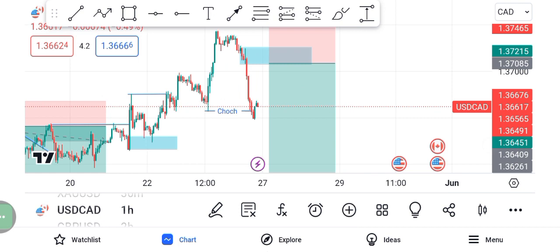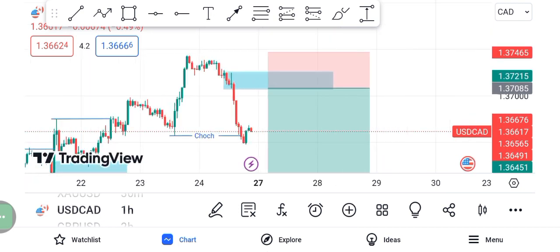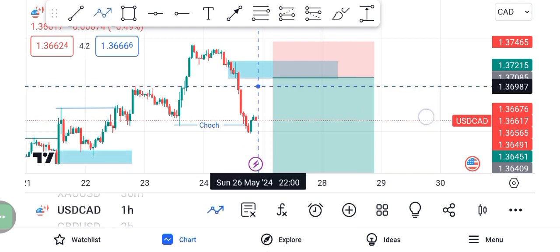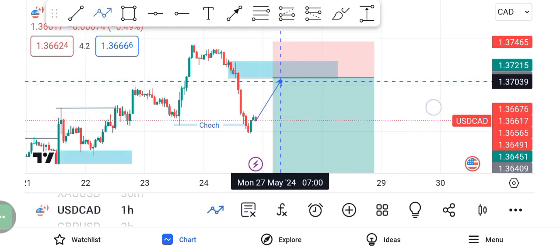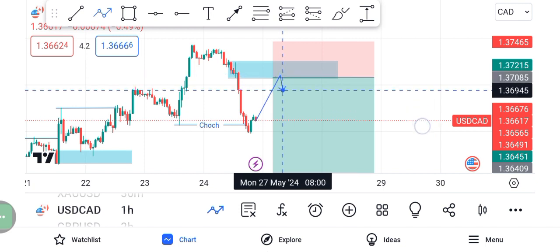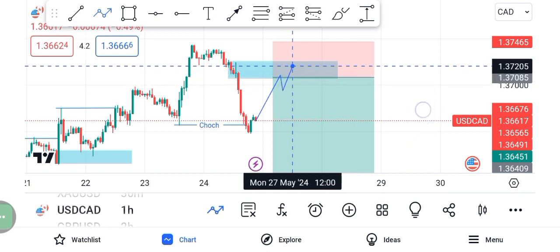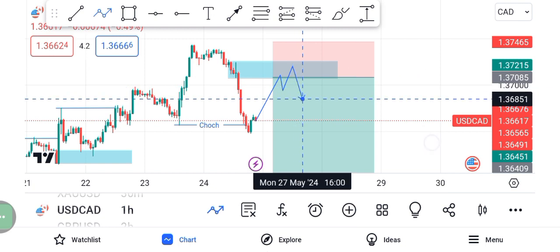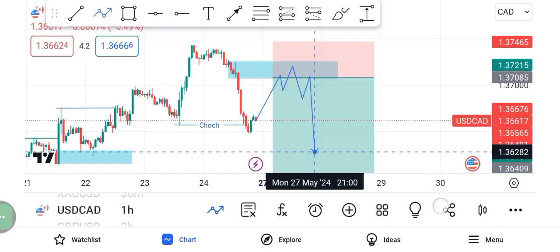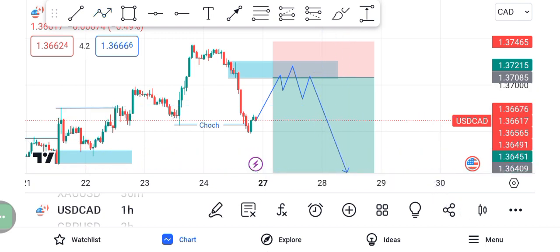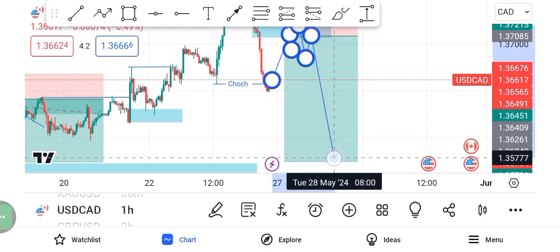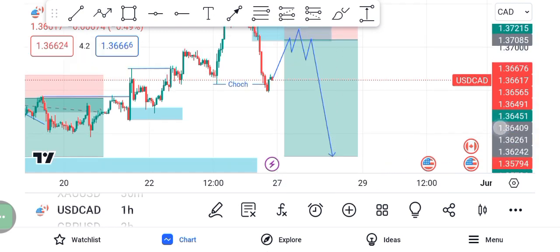Whenever price pulls back into this other block, I'll wait for my change of character. I'll be looking to have something like this, giving me a change of character here, going back to my other block, then boom, to the downside. This is what I will be expecting for this week in order for me to go funded on my prop firm challenge.